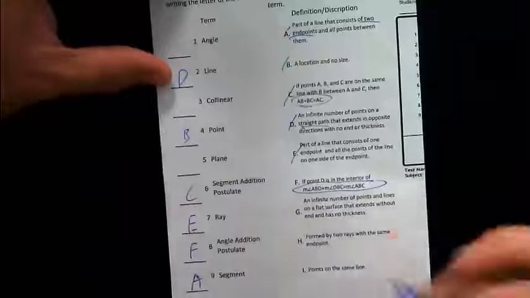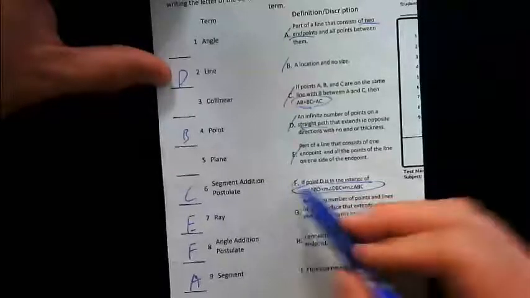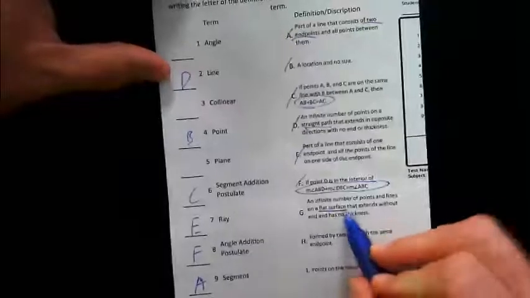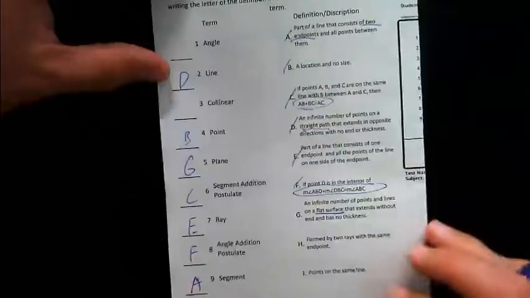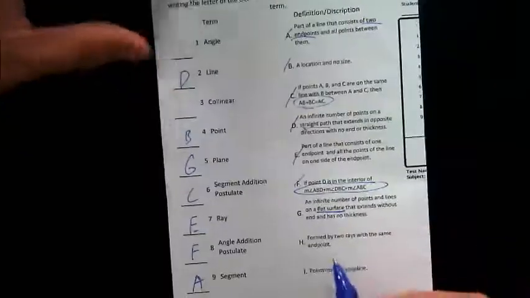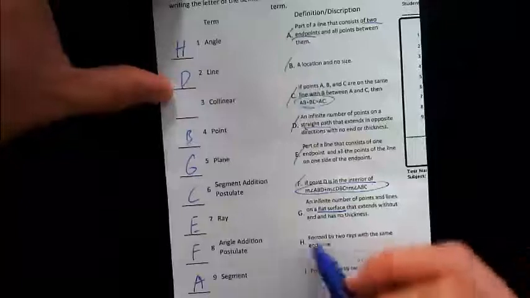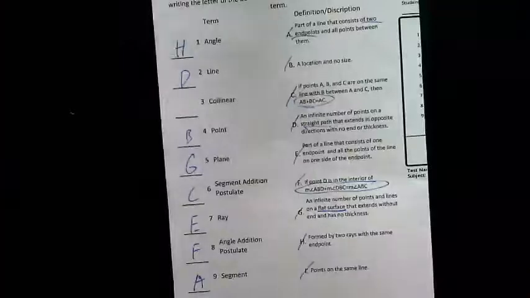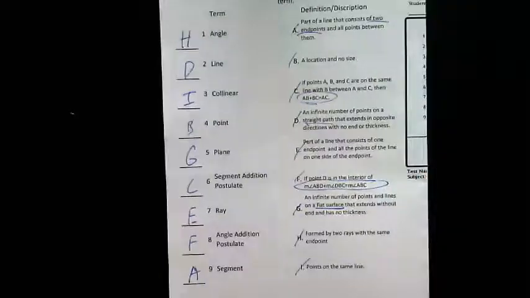So 8 is F. G, an infinite number of points and lines on a flat surface, that must be talking about a plane. That's G for 5. Formed by 2 rays with the same endpoint. So that's going to be an angle. When you have 2 rays sharing an endpoint, that forms an angle. So H is 1. And then finally, points on the same line. Anything on the same line is collinear, so points on the same line, that's collinear. That'd be I for number 3. And that is the first quiz. Again, you'll see every single one of those on this test, so make sure you study this vocab.